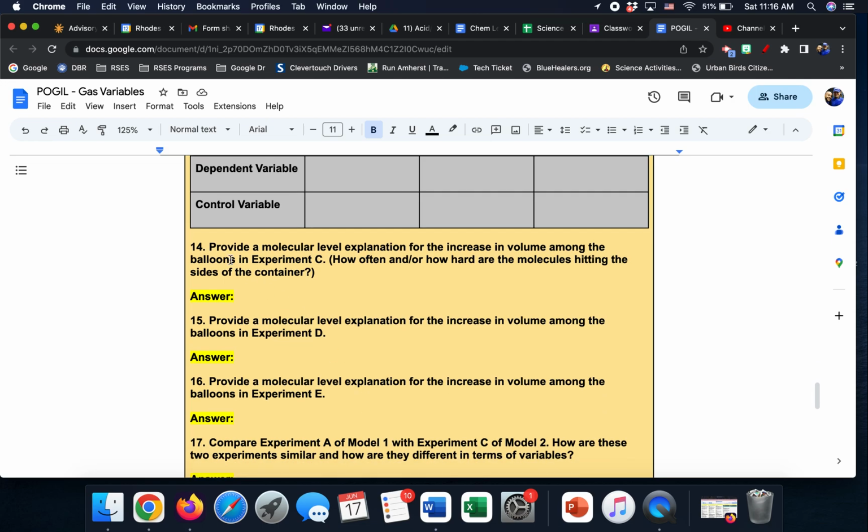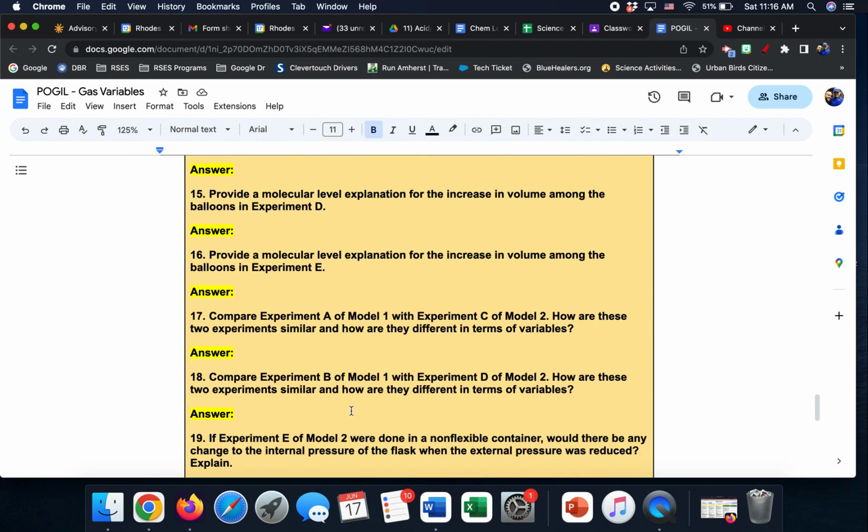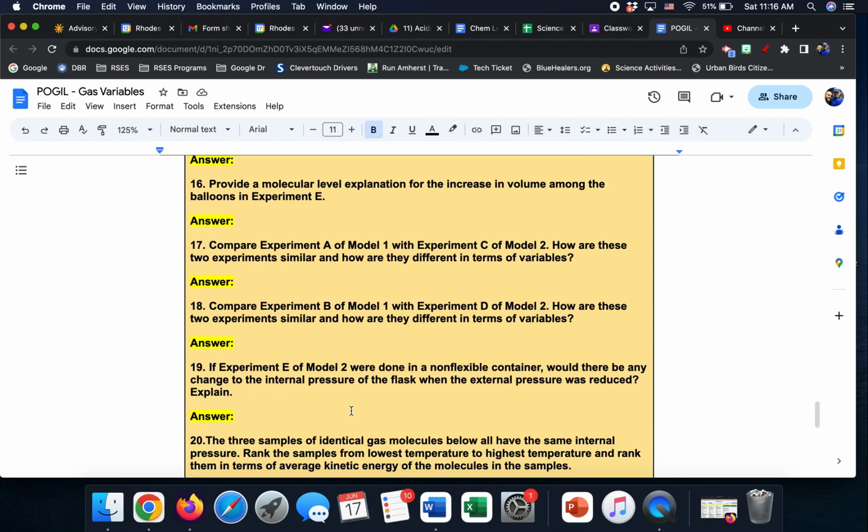Just like the previous Model 1, in this new picture, Model 2, you're going to tell me at the molecular level, the little gas molecules, what's happening to increase the volume in the different experiments. 17, 18, and 19 says how would it be different if we used non-flexible containers? And what's similar between Model 1A and Model 2 C, Model 1 B and Model 2 D?